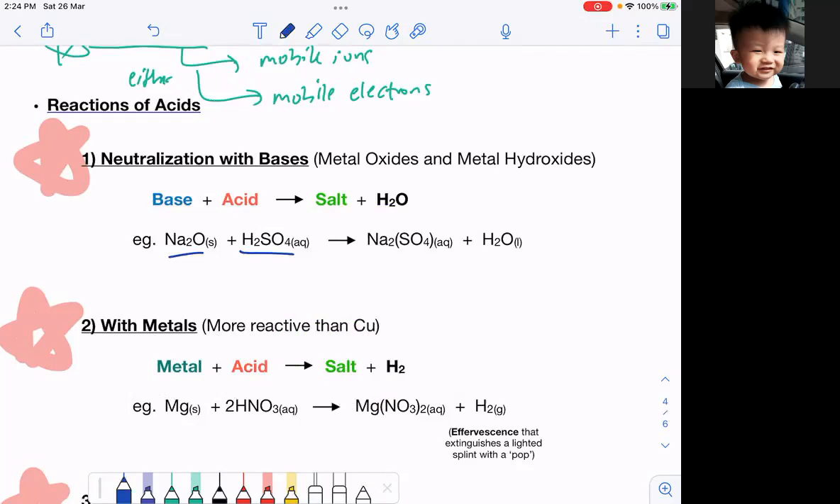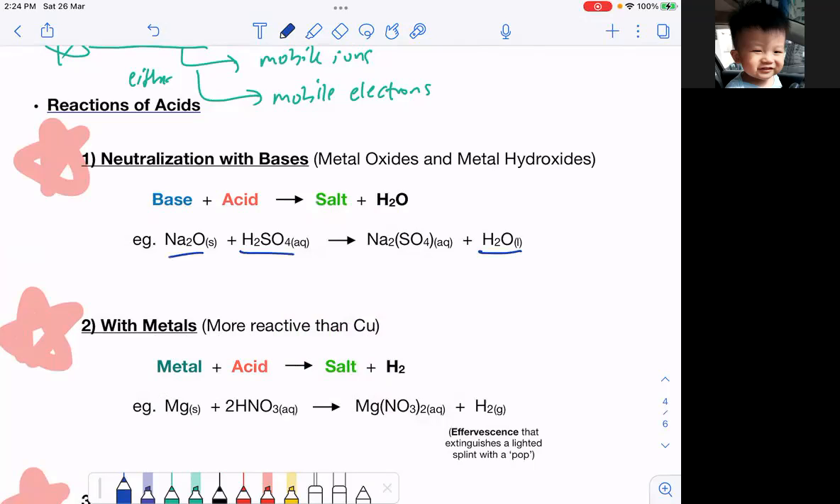Why is it a base? Because it's a metal crisscross with non-metal oxygen, and metal oxide is always a base. Base. So anyhow, sodium oxide is a base. First thing about definition of base, any metal oxide, metal hydroxide are bases. So it is a base. You must know what nature it is first. So now that I know this is a neutralization, I can go and write water will come out.